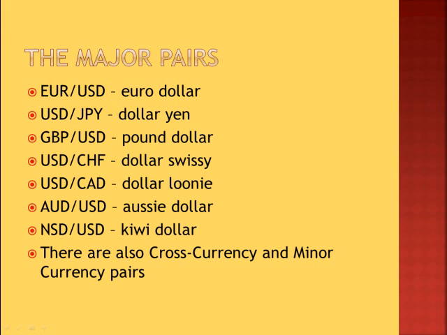Now, I mentioned to you before that the US dollar is a part of every single major pair. Typically, what you're going to see is that the stronger currency is listed first. That's why we have the euro dollar, and then the dollar yen. So the stronger currency is listed first. The US dollar, though, is what is compared. Most of the other currencies in the world are going to be compared to the US dollar. Just the way it is.